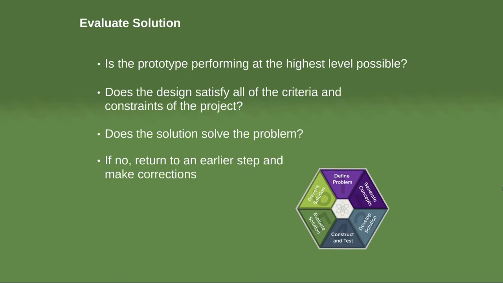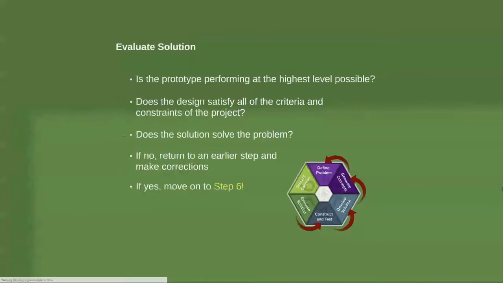At this stage, this usually means going back one step and making minor adjustments. But if the design breaks constraints from the design brief, or fails to solve the problem, the design team might have to go back a long way and redo a significant amount of work to get a working solution. If the answer to these questions is yes, you're ready to move on to step 6.